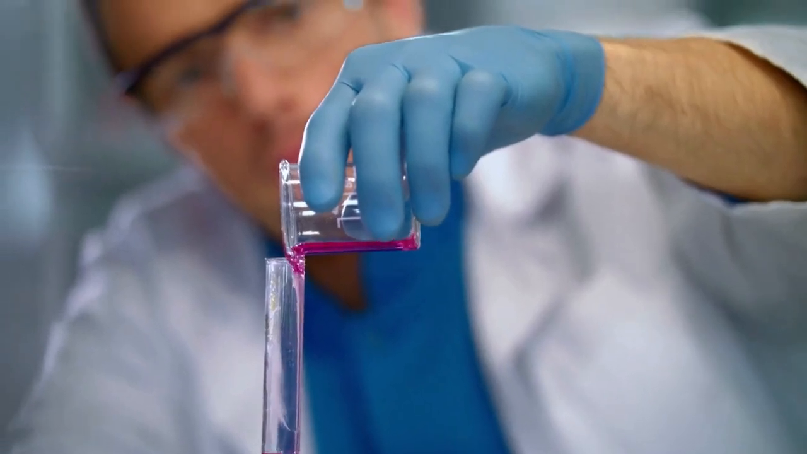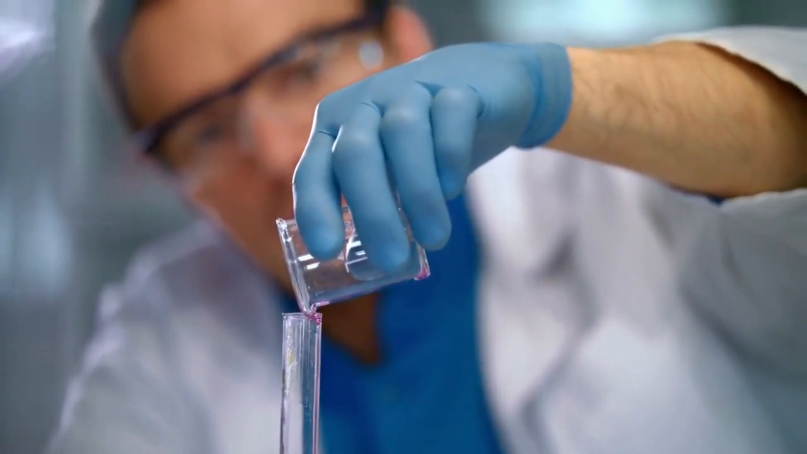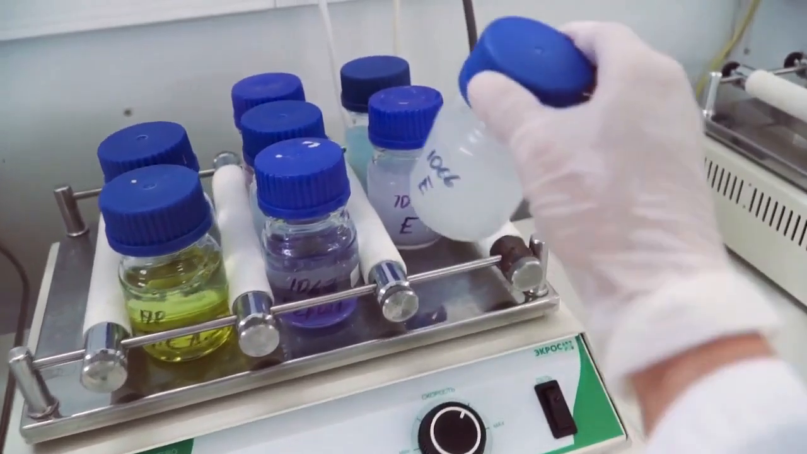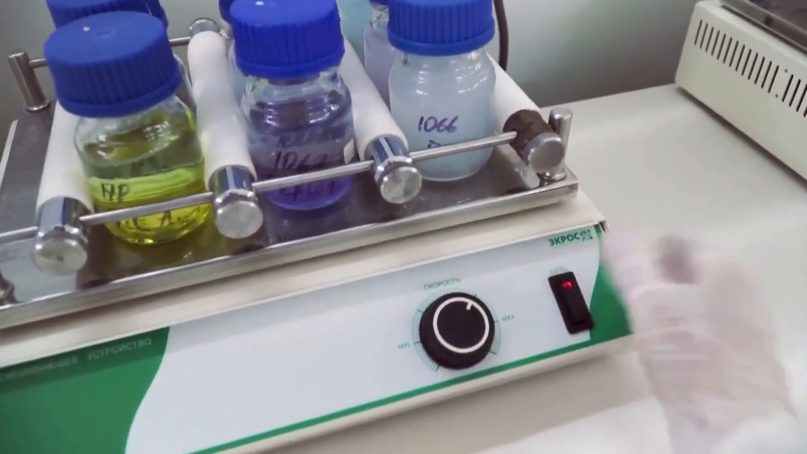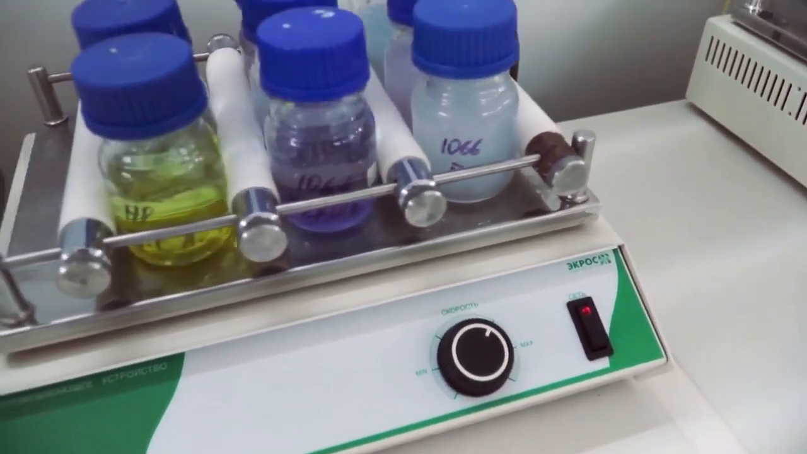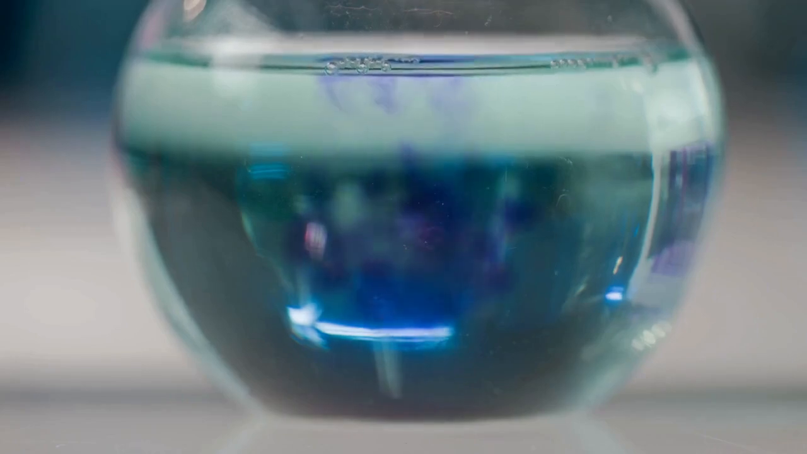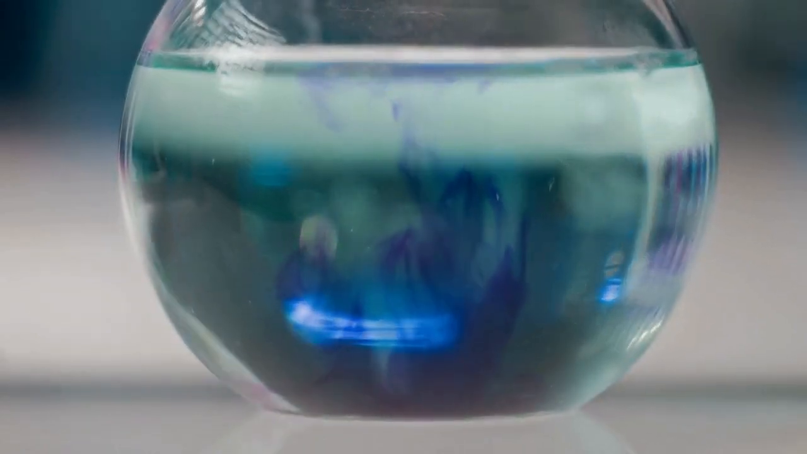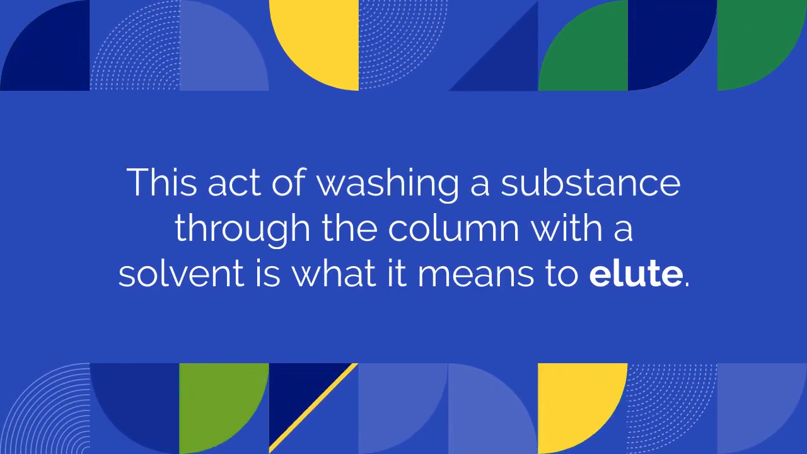In column chromatography, we have a glass tube packed with a solid material, like silica gel. This is our stationary phase. We load our sample mixture, which has multiple components we want to separate, onto the top of this material. Then, we begin pouring a solvent, our eluent, through the column. As this eluent travels down, it starts to wash the sample components along with it. This act of washing a substance through the column with a solvent is what it means to elute.